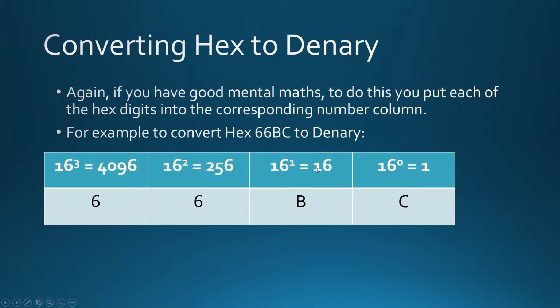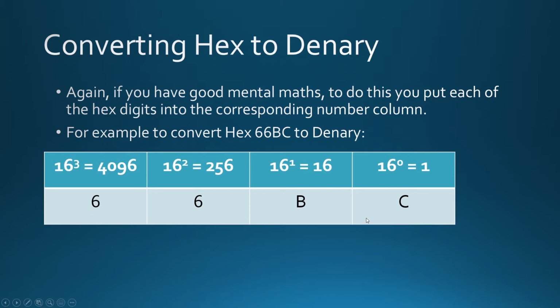Or if you imagine you're in binary, it'd be 2 to the power of 1. Go up again, it's 16 to the power of 2, which are 256s, and 16 to the power of 3, 4096. So if you wanted to convert the hexadecimal number 66BC, put it into the columns in the right order, 66BC.